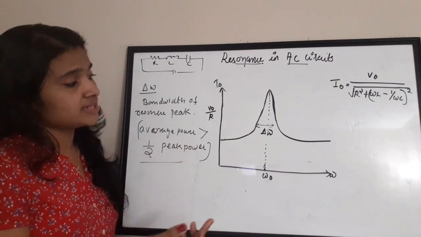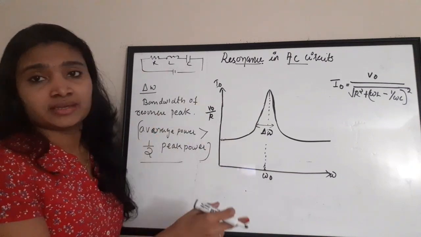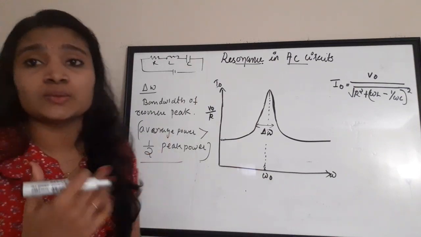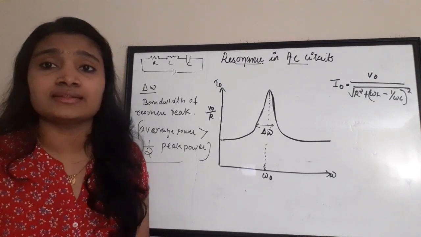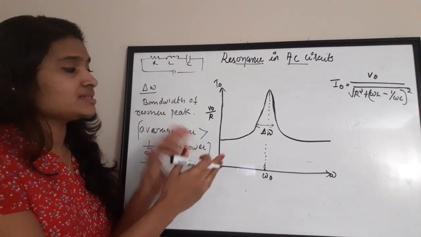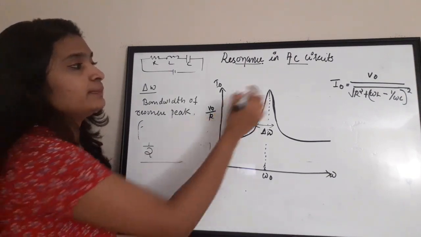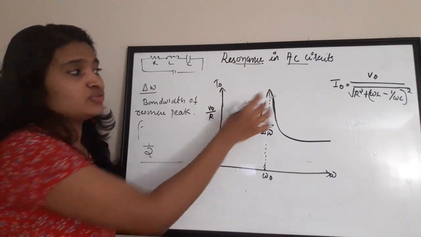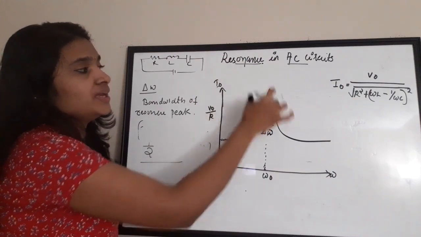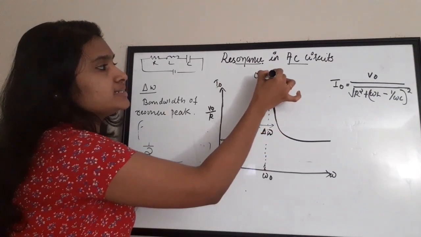So if somebody asks you what is delta omega, then it is the bandwidth of your resonance peak. Okay, so this range of frequencies contributes to the resonance peak, and for those frequencies the average power is greater than half the value of your peak power or your maximum power. Okay, so for all those frequencies this power relationship is satisfied. Okay, and also if you see the peak of this resonance peak, this peak is described by another factor which you may have heard of, the quality factor.